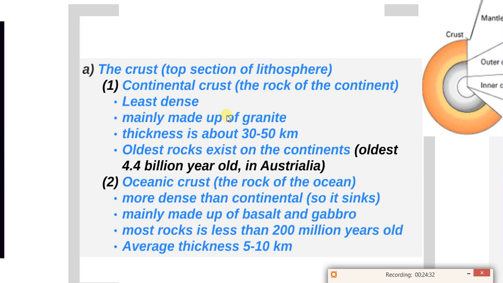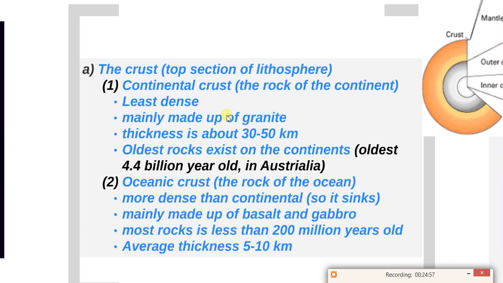The oldest rocks exist on the continents. The oldest ones so far are 4.4 billion years old, and they're located in Australia. Now, the oceanic crust is again, the rock of the ocean. These aren't hard names, actually. It's geology. We tend to name things for what they are. Luckily for most of us here.